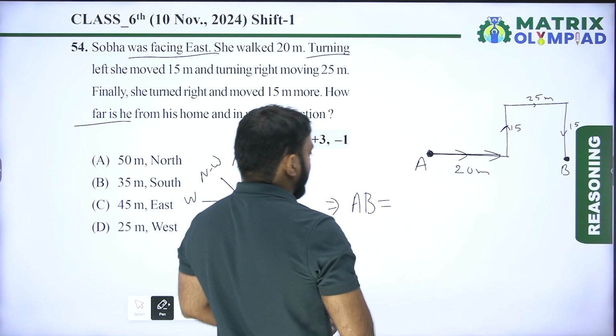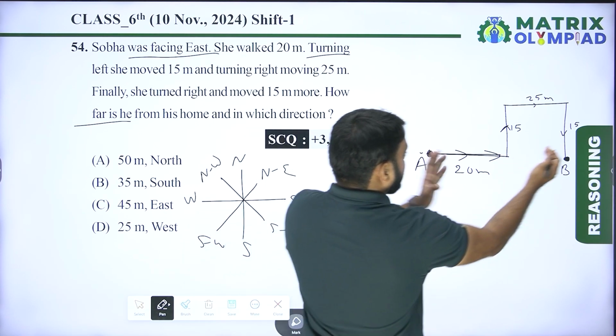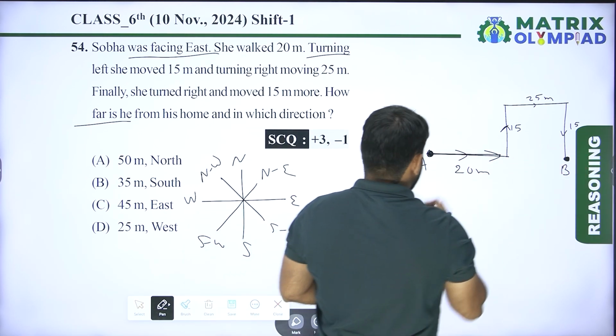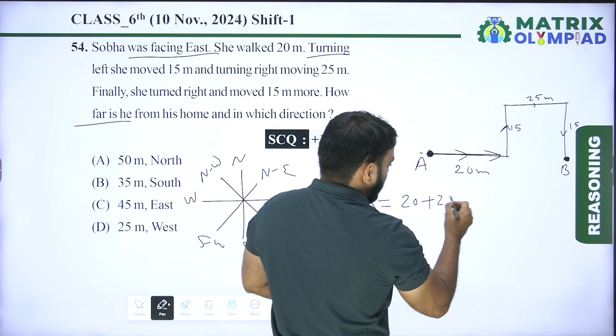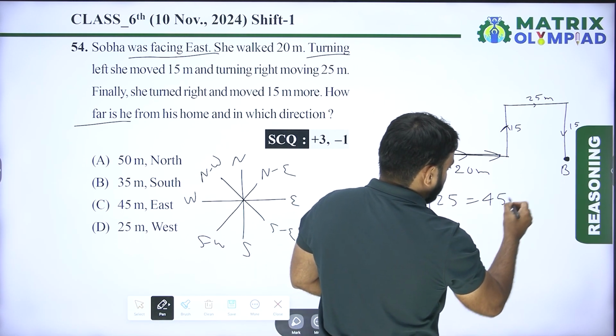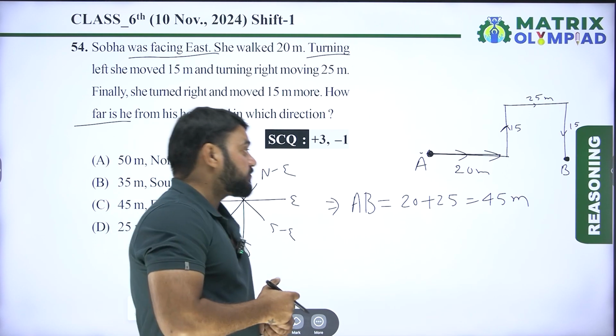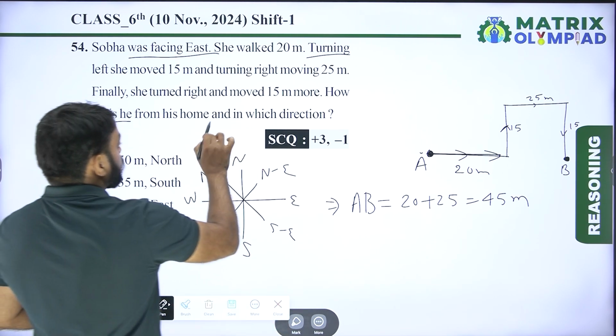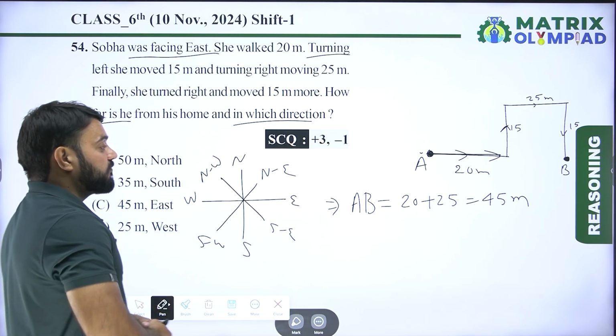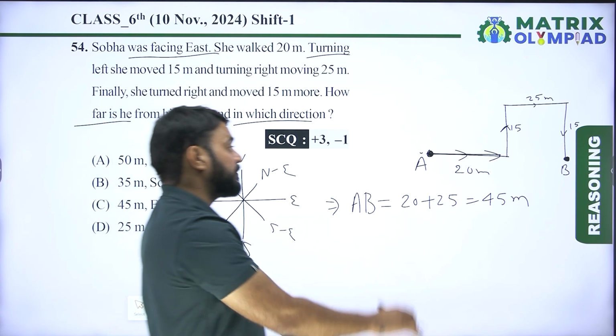So the distance between A and B is equal to 20 plus 25. 20 plus 25 means 45 meters. So the distance between the starting point and the end point is 45 meters. Now the question is, in which direction? Find the direction of B with respect to A.